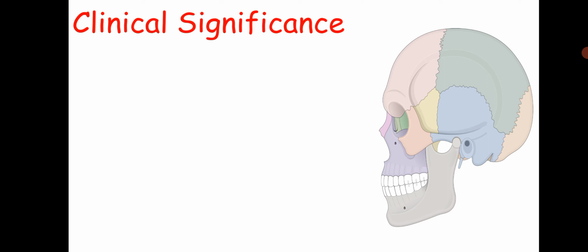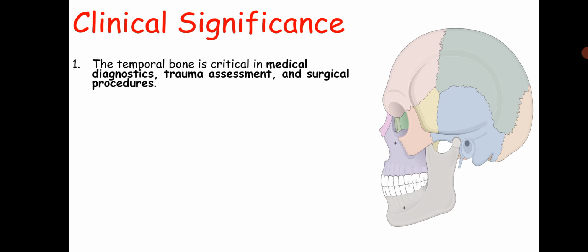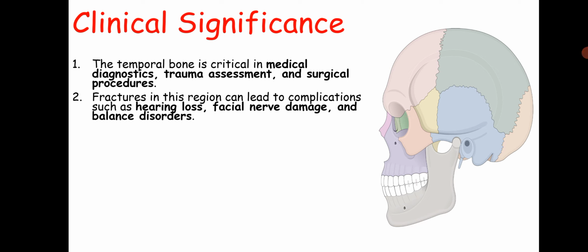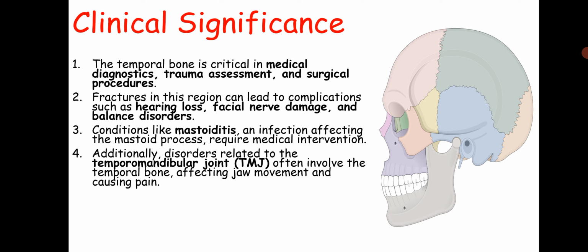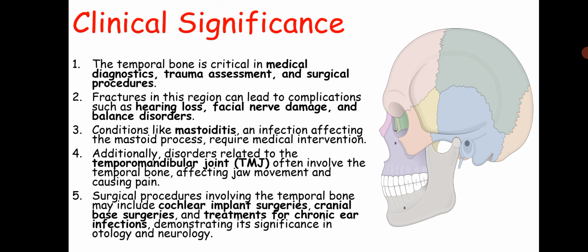Now let's talk about the clinical significance of temporal bone. Temporal bone is critical in medical diagnostics, trauma assessment, and surgical procedures. Fractures in this region can lead to complications such as hearing loss, facial nerve damage, and balance disorders. Conditions like mastoiditis and infection affecting the mastoid process require medical intervention. Additionally, disorders related to the temporomandibular joint often involve the temporal bone, affecting jaw movement and causing pain.